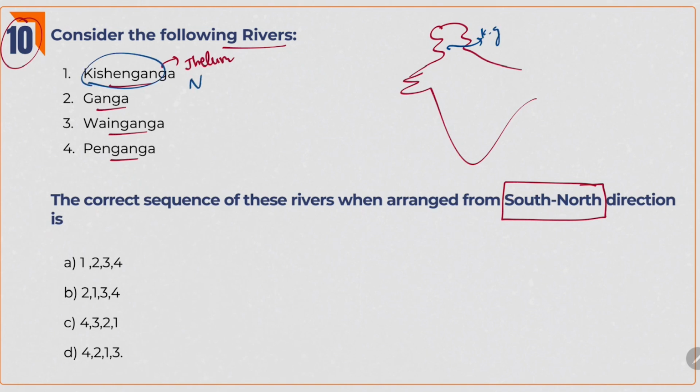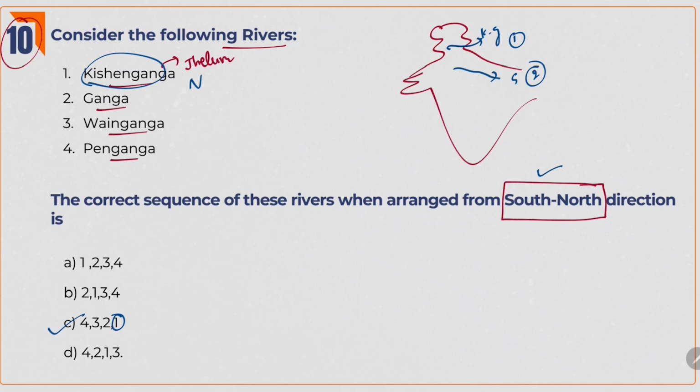The question is asking to arrange from south to north. So obviously one comes at last. If you see, only option C has one at last. So the answer is C. But anyhow, we will discuss the other options also. And everyone knows that the Ganga river flows here. So after 1, 2 should come.